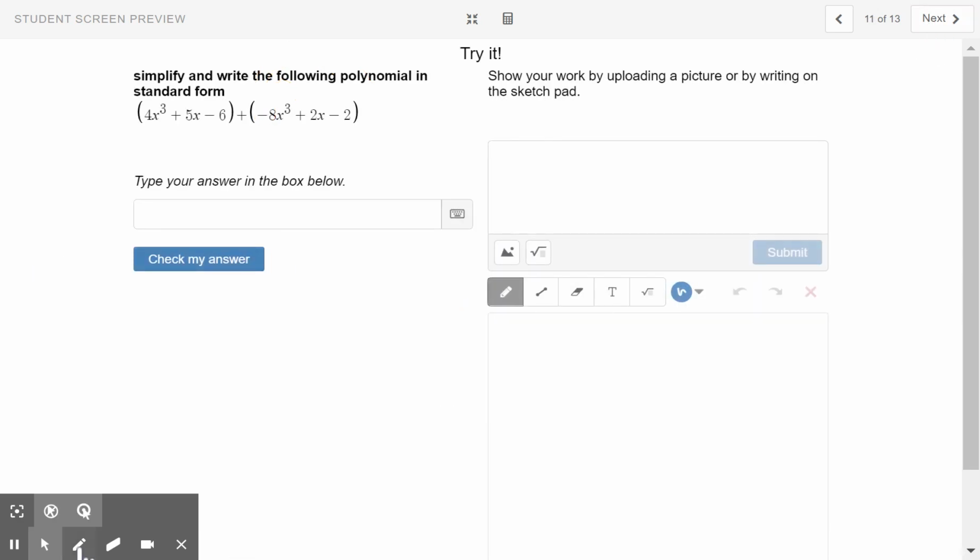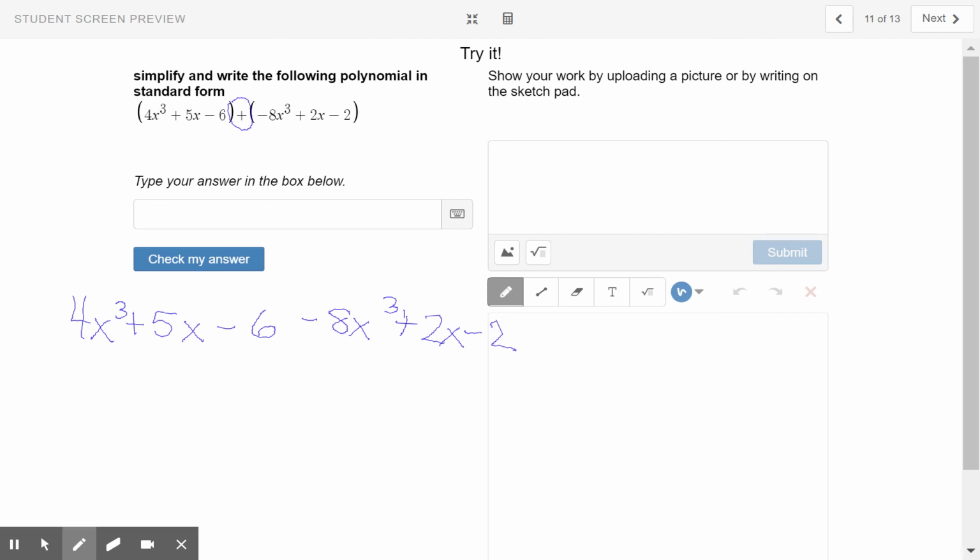All right, this is an adding problem. How do I know that? There's a plus sign. So that means nothing changes. There is no number in front of either parentheses, so I'm just going to rewrite it. Make sure that you rewrite it properly.